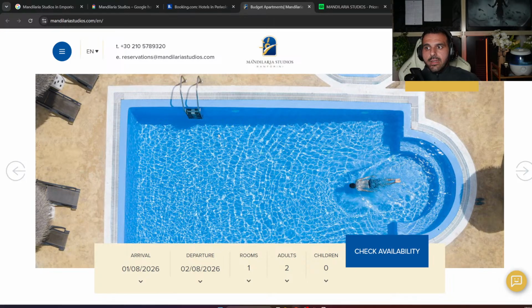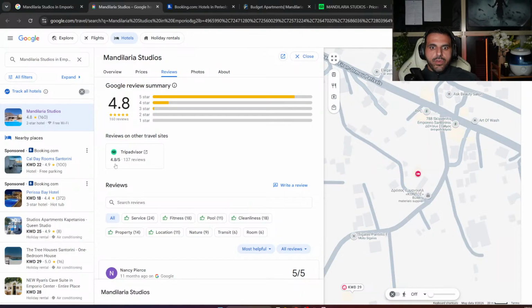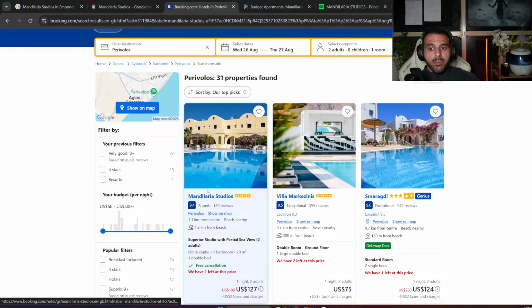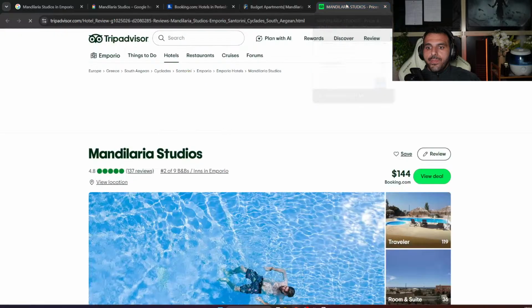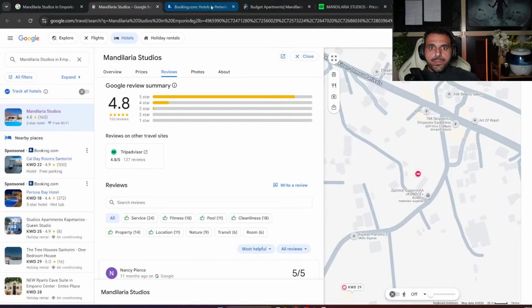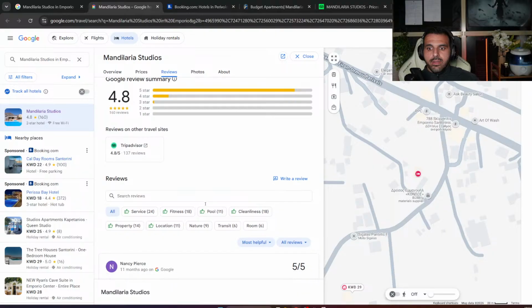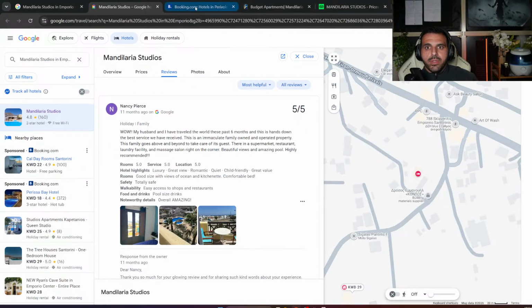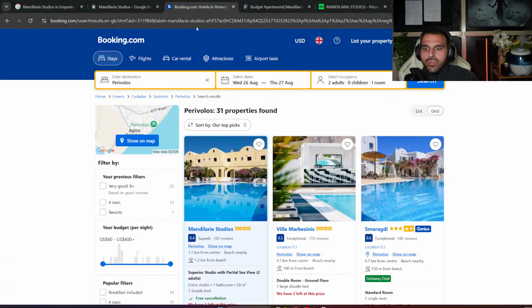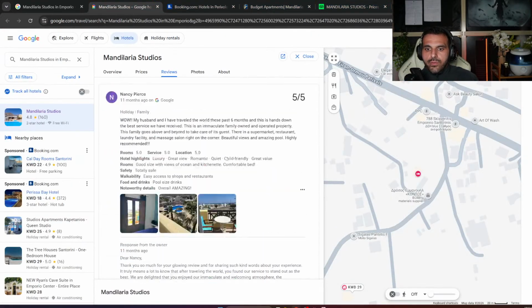Okay, so surprisingly, this property has a very high rating. Over here we have 4.8 on TripAdvisor and Google also. And on Booking.com it's 9.4. Mandalaria Studios in Santorini will be our next review. We'll try finding at least the negatives. Of course, we don't want to go and bash them now, but from the looks of it, everyone is happy. Our job over here is to check if there are any red flags, and of course, to review the property.